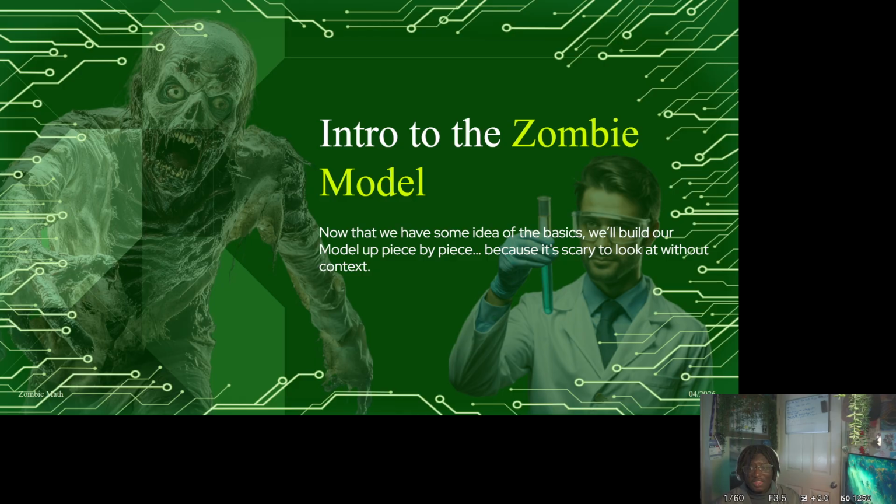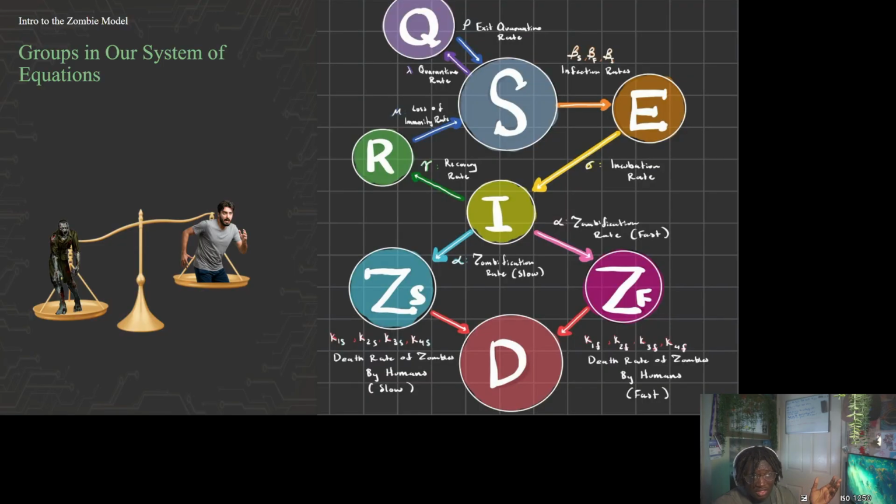So, now that we have a fairly good idea of what the standard SIR model is, we'll be using that in order to build our own model up piece by piece, right? We'll be adding more groups, we'll be adding more coefficients. We'll just try to make it a lot more complex than before. So, let's get into it.